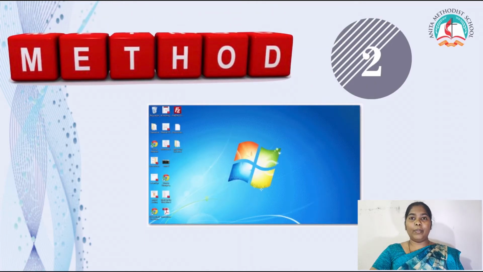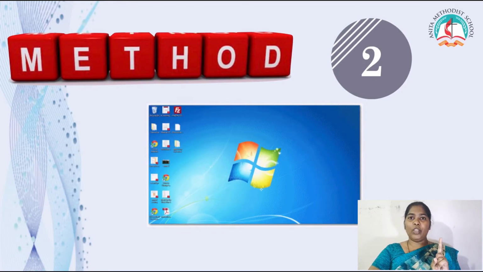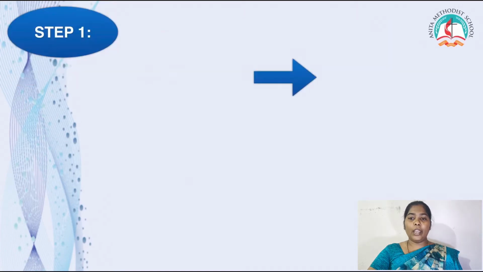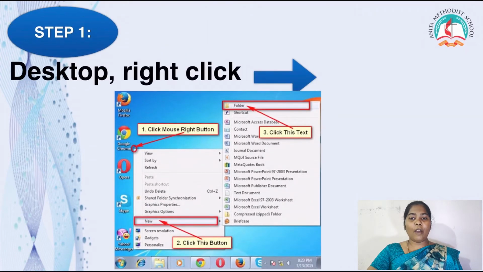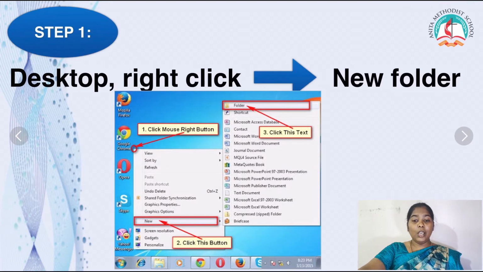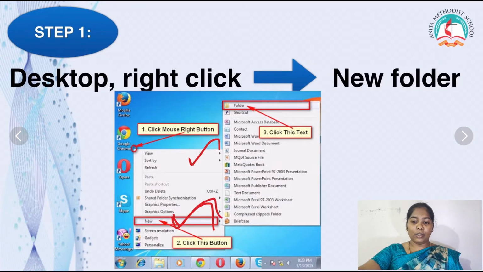Now the second method. Now we are going to see how to create a folder on the desktop. In the first method we learned how to create a folder using computer icon. Now we are going to see how to create a folder on the desktop. First, you have to right click. When I right click, I will get this menu, a dialog box will appear on the screen. Then you have to select New and then you have to choose Folder.